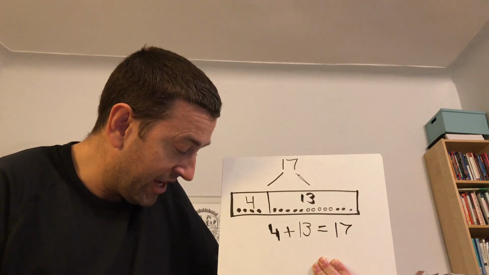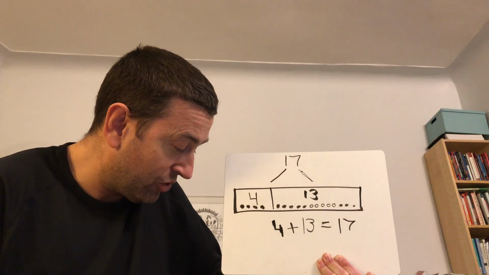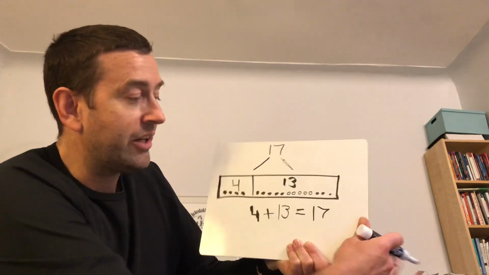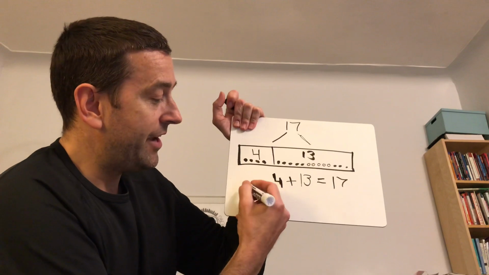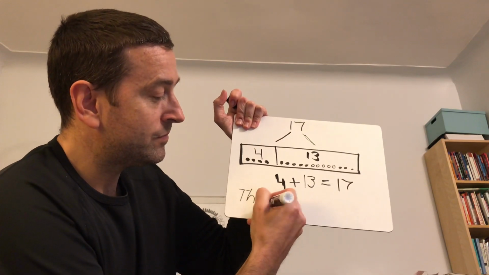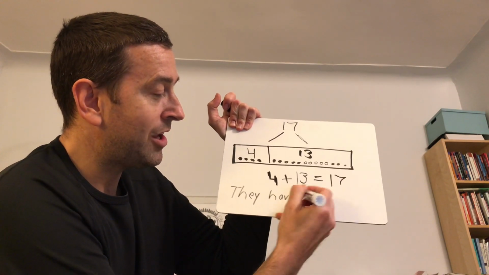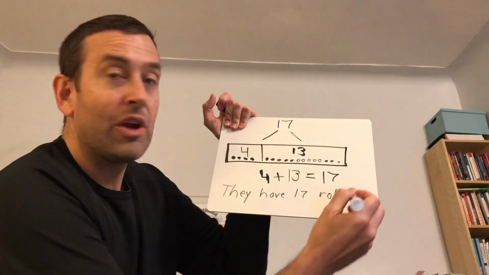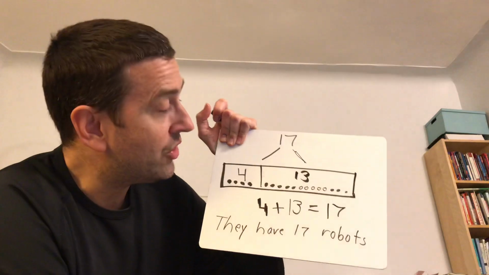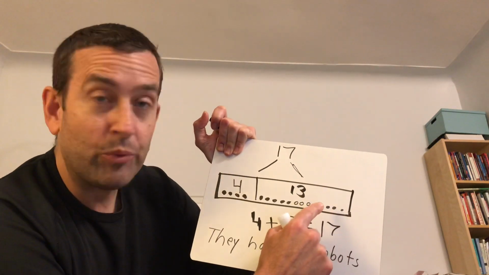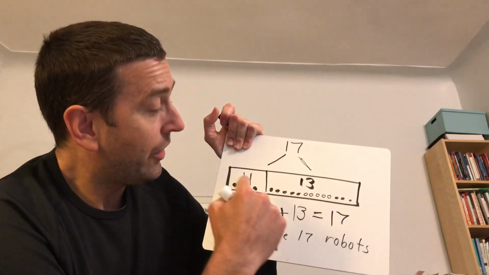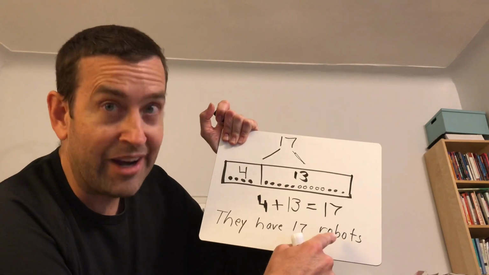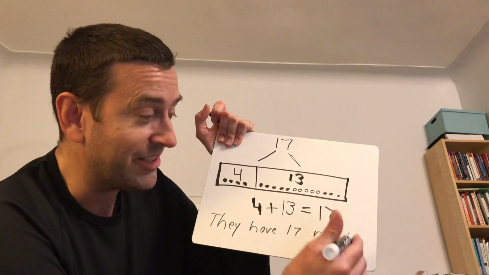You have to write a number sentence, and then you have to write a statement that matches the story. So here's the statement. They have 17 robots. So again, today, what you're doing is you're doing a tape diagram, which is kind of like a number bond. You're doing a number sentence, and then you're writing a statement or an answer that is a complete sentence.